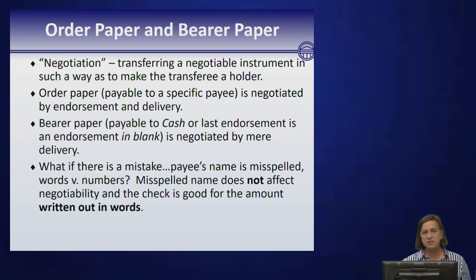And remember, what if there's a mistake? What if the payee's name is misspelled? Or the words are different than the numbers. Misspelling does not affect negotiability. The check is still negotiable, and the check is good for the amount written out in words, not numbers, if there's a discrepancy.